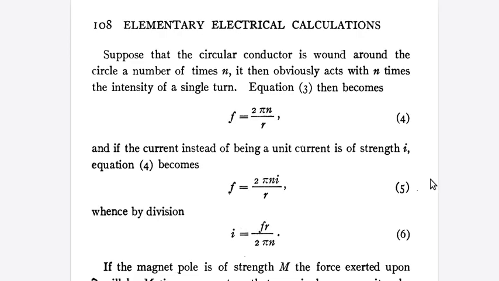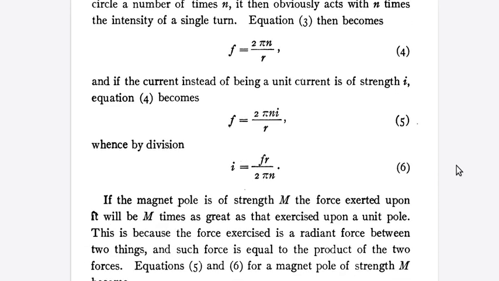It then acts with n times the effect of a single loop. Equation 3 now becomes F equals 2 pi n divided by r. That's equation 4. Now, if the current, instead of being unit current, is some current of strength I, the equation becomes F equals 2 pi n I over r. This is equation 5. Solving for I gives I equals Fr over 2 pi n.